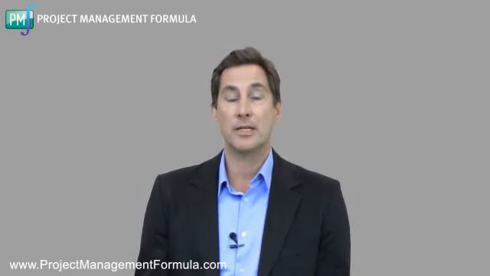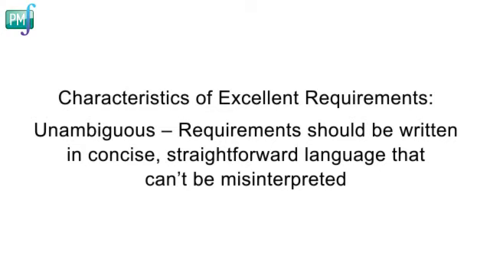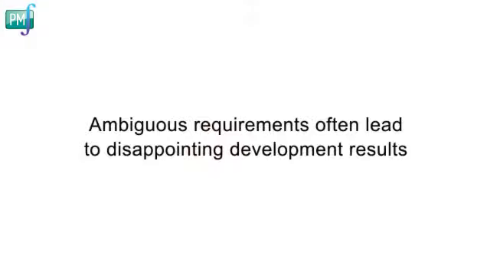Requirements should be unambiguous. Write requirements in simple, concise, and straightforward language so that nobody reading them could possibly misinterpret them. If requirements are not explained precisely and completely, there's the danger that developers will end up trying to fill in the blanks on their own. Requirements that are too ambiguous could also end up creating different expectations on the part of stakeholders, leading to disappointment with the development results.